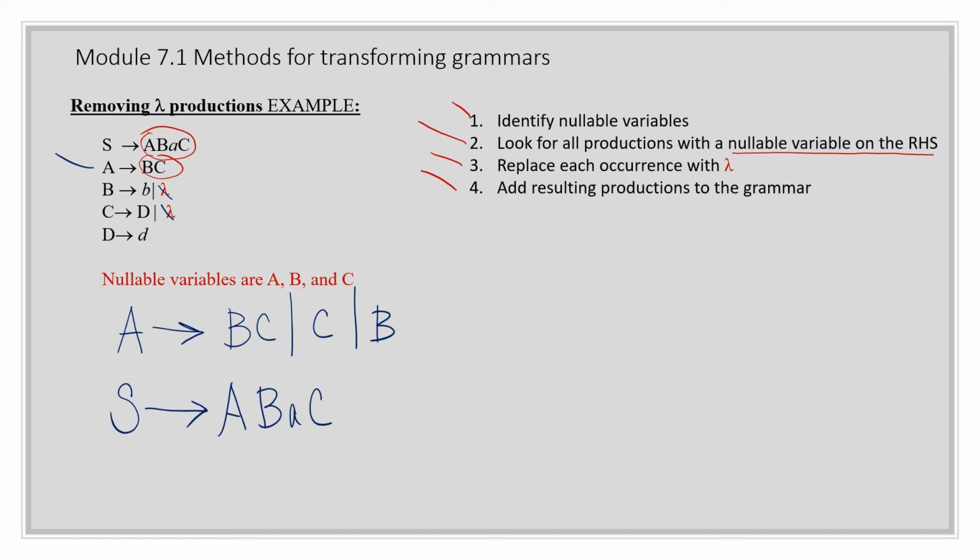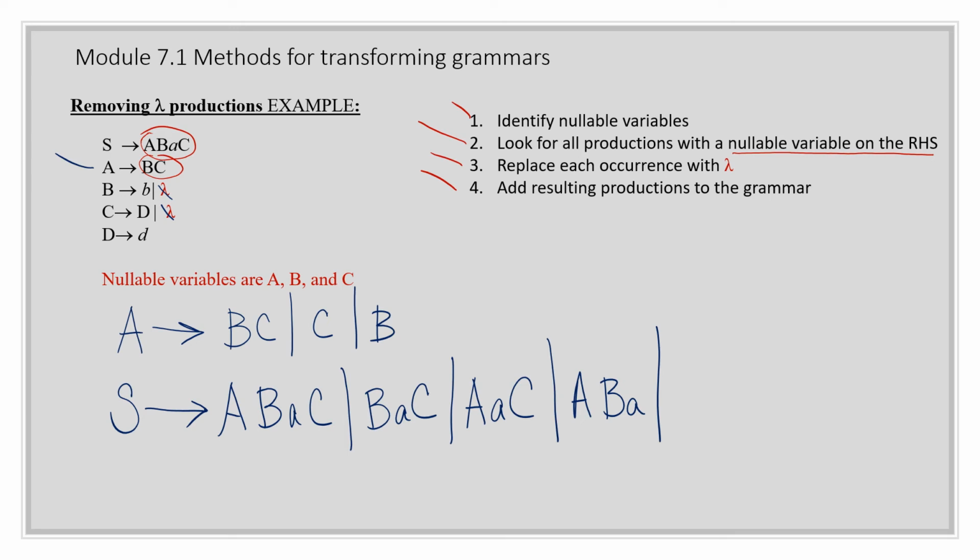Then we need to replace A. So our next production is going to be B, A, C. All I did was replace the A with lambda and add that production. Then next we want to replace the B, so we will add A, A, C. Then the next one, we're going to replace the C, so we will add A, B, A. But we're not done, because we also have to replace two at a time.